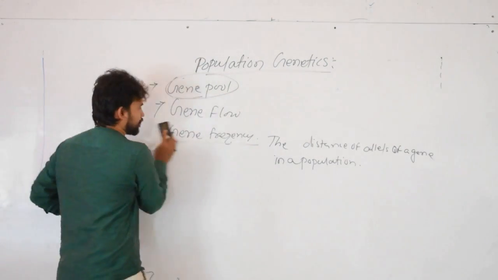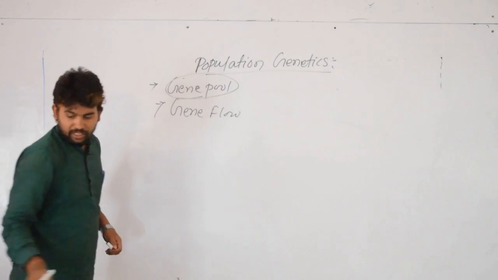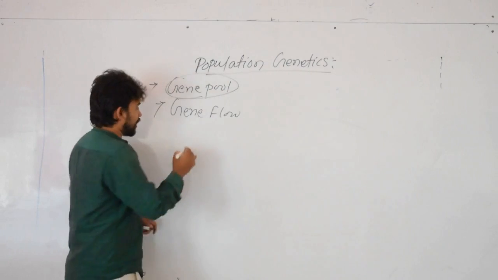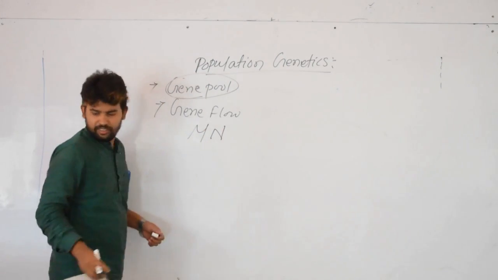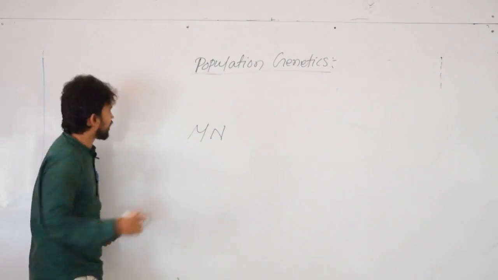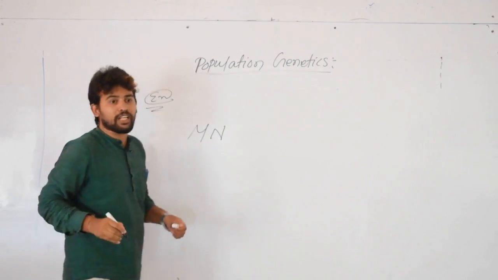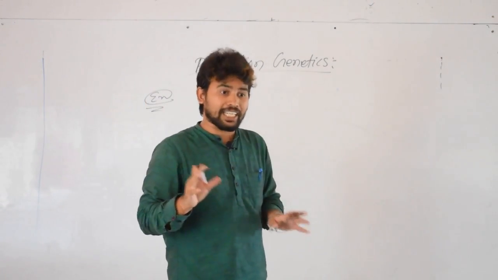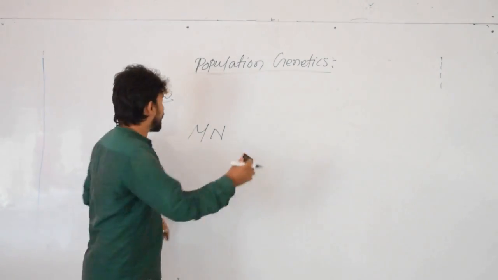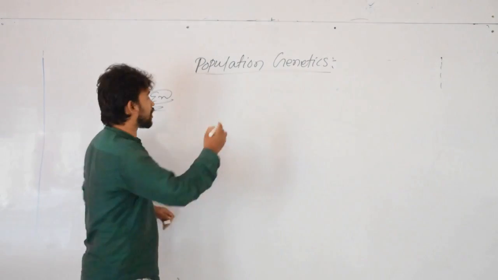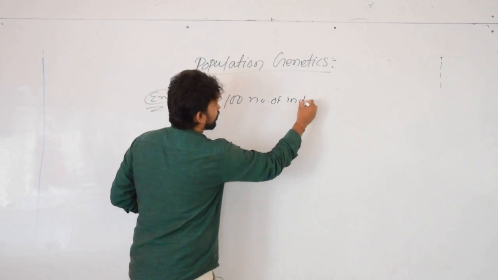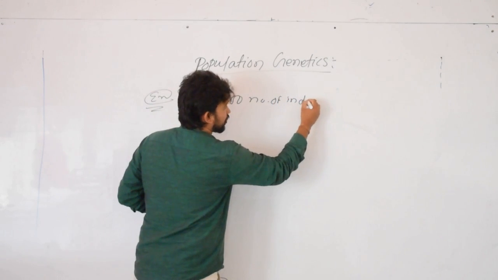Let's take one example. In a population, two blood groups are observed, that is M and N. In a population of gene frequency distributions, once we discuss one example. Two types of blood groups are seen, M and N. The total number of population given is 100 individuals.